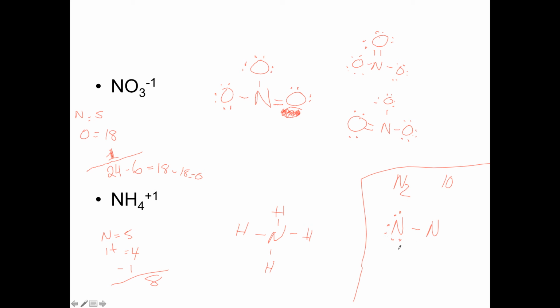Now this nitrogen is good. I have 2 more dots to give. Remember, I had 10 to use, and I've only used 2, 4, 6, 8. So I'm going to go 2 dots over here. Now if I look, this N on the left has 8 around it. It's happy. This N on the right, though, only has 4 on it. So what do I have to do? Well, I have to share some electrons.